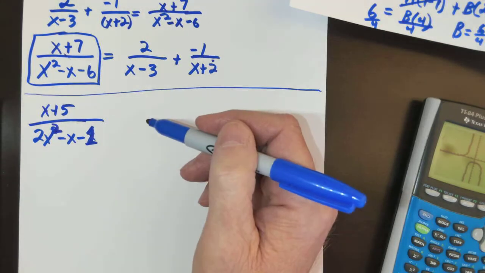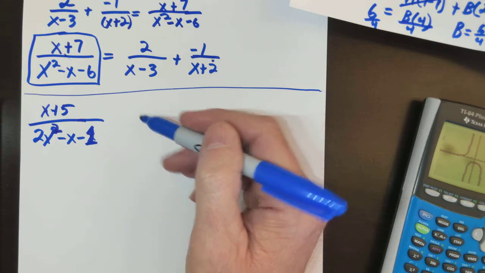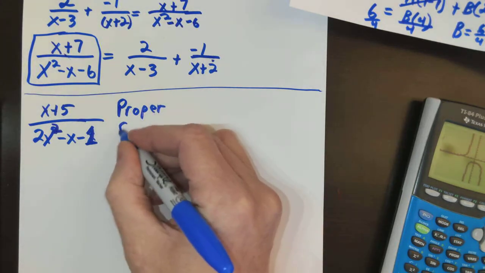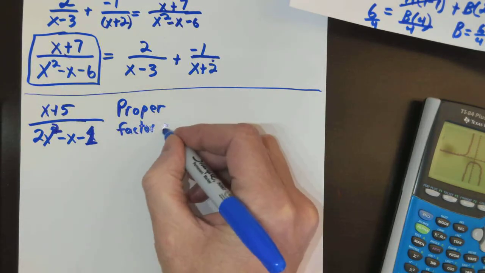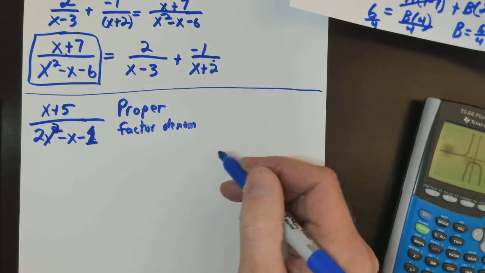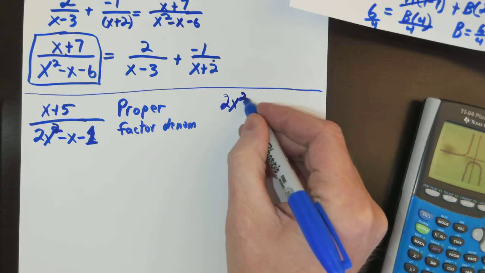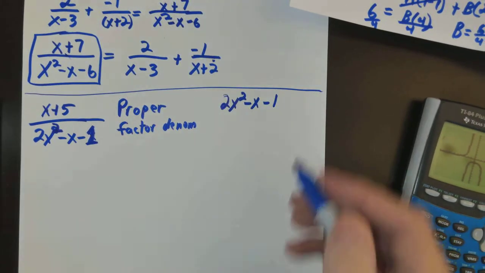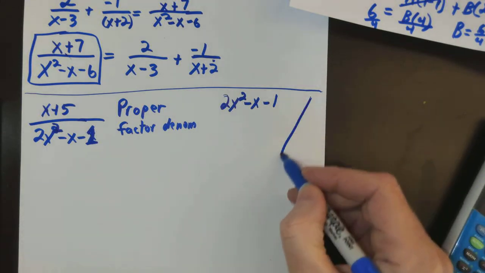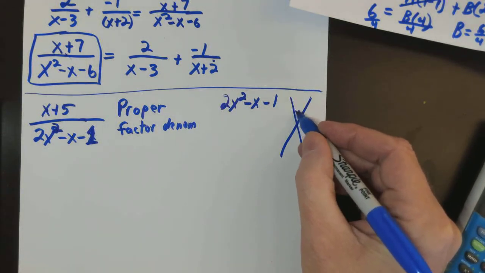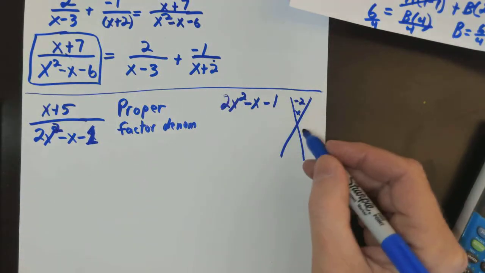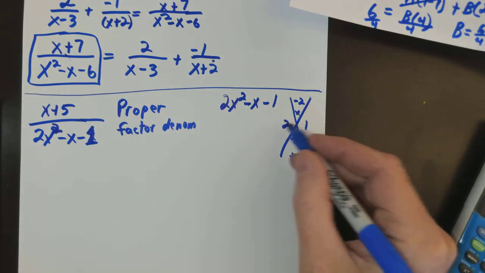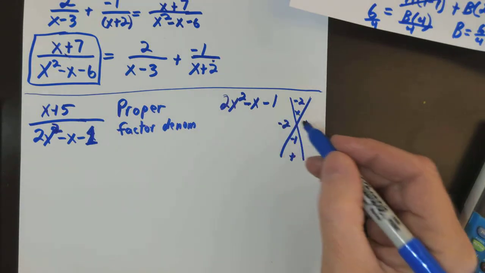So we make sure it's proper. And then the next thing is we factor the denominator. Okay, so I'm going to factor 2x squared minus x minus 1. You have ways of doing that. I'm going to multiply, and 2 times negative 1 is negative 2. I'm going to add so that I get negative 1, and that's 2 times 1 is 2. It's negative 2. I'll make this one negative.